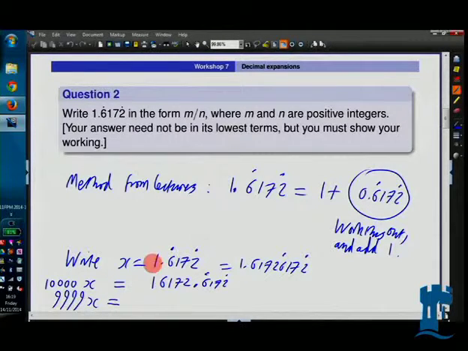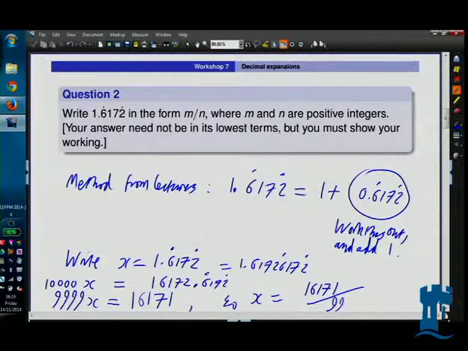And the thing you have to remember is you lose the recurring bit and the 1. So you get 16171. So x is equal to 16171 over 9999. And that does seem to be rather quicker than the other way of doing it. If you do it the other way, you get the same answer, but you have to add the 1 on in the end, and I think this is quicker.